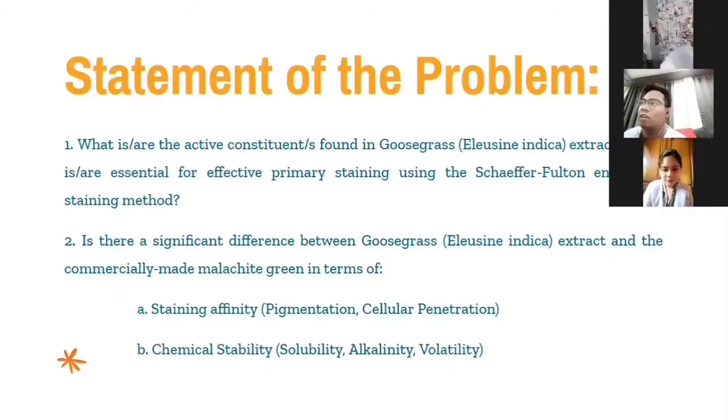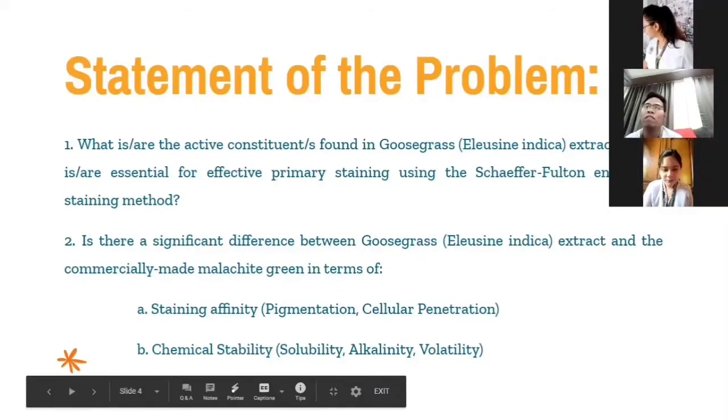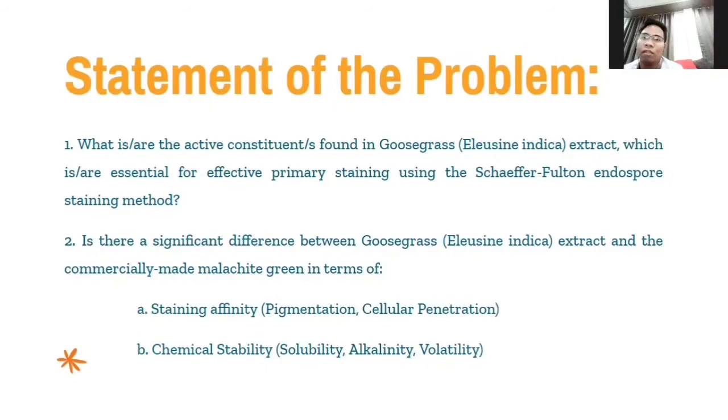After learning the variables, we are going to present to you the statement of the problem. This study aims to determine the potential and effectiveness of goosegrass Eleusine indica extract as a primary stain for the Schaefer-Fulton method. Specifically, this seeks to find answers to the following questions. Number one, what are the active constituents found in goosegrass extract which are essential for effective primary staining using the Schaefer-Fulton endospore staining method? Second, is there a significant difference between goosegrass and the commercially made malachite green in terms of A, staining affinity, which involves pigmentation and cellular penetration, and letter B, chemical stability, which involves solubility, alkalinity, and volatility.